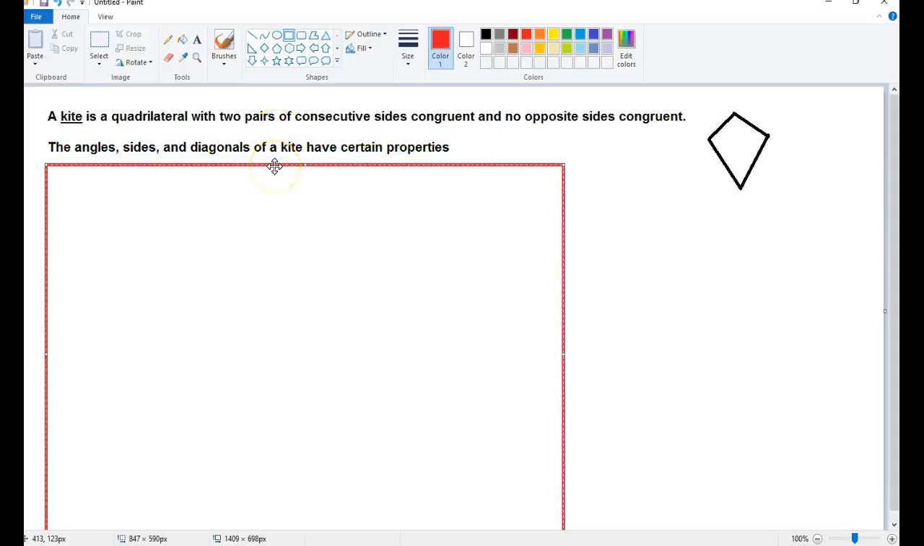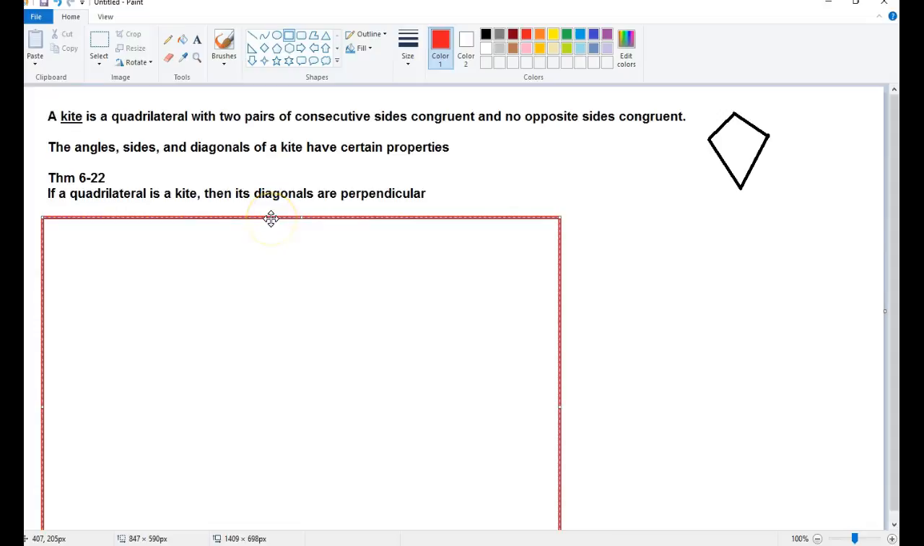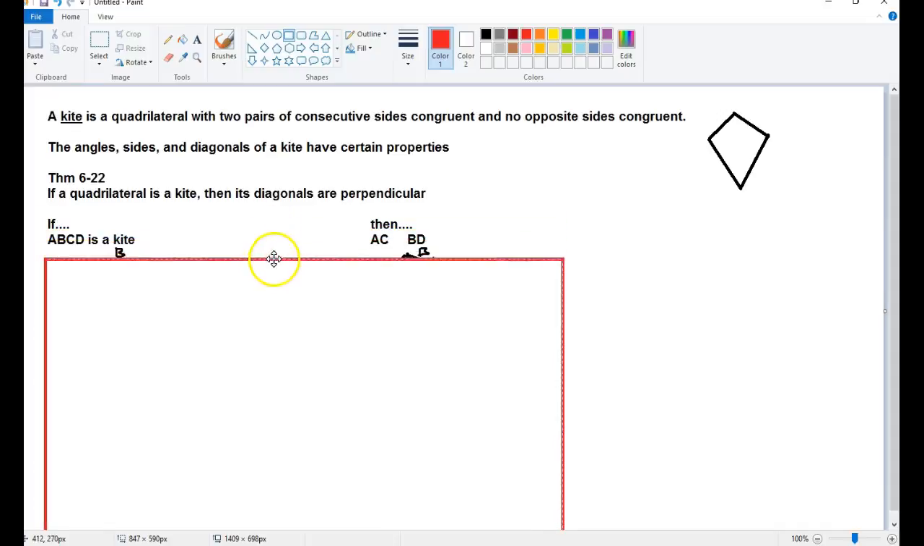So the angles, sides, and diagonals of a kite have certain properties. And the main one we're going to talk about for today is the diagonals. If we have a quadrilateral and that quadrilateral is a kite, then its diagonals are going to be perpendicular to each other.